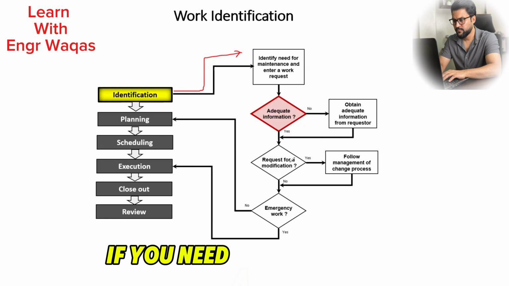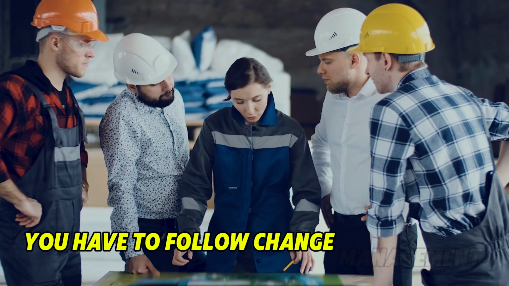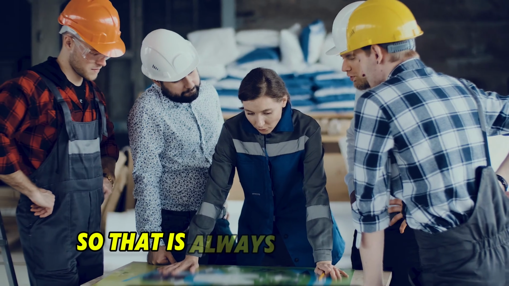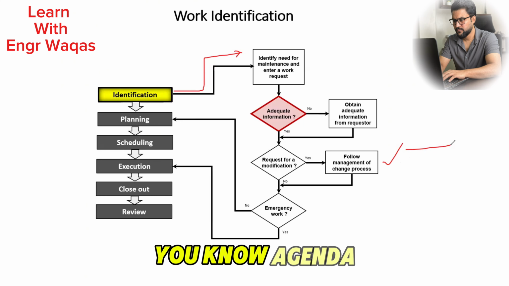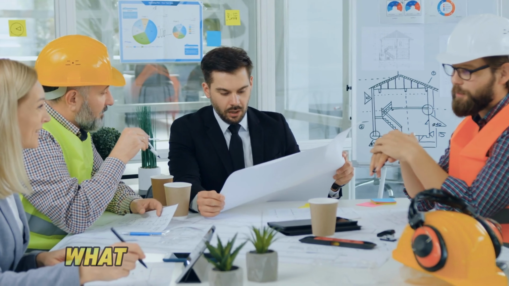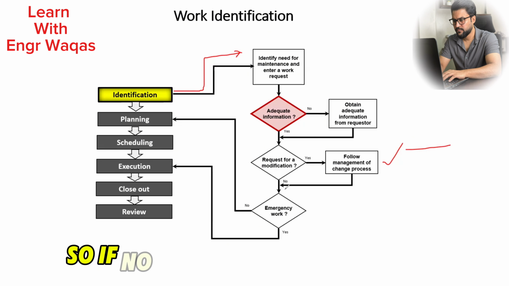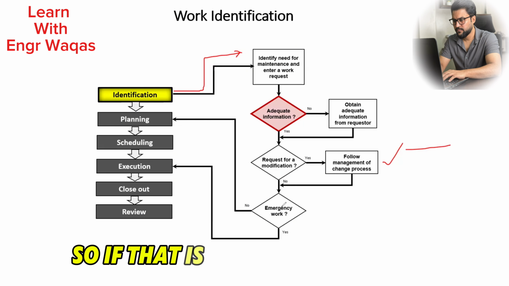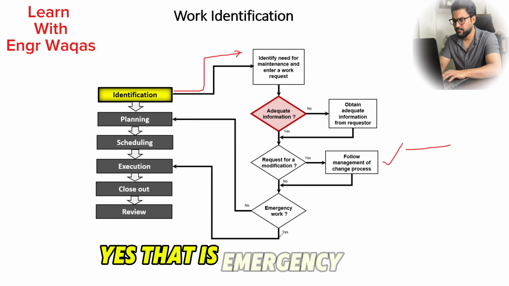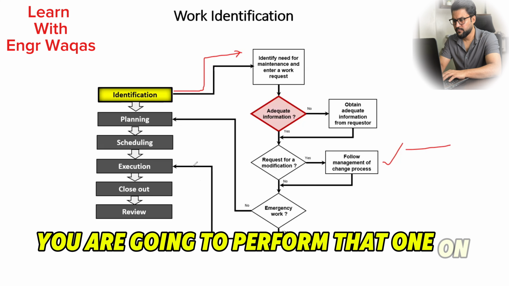If you need a modification, you have to go through the change management process, not by yourself. In the change management process, you have to describe your agenda and give the reason, what the outcomes are, and what the reasons were to change that pump. If no need to modify, is there emergency work? If that is emergency work, yes, you go directly to execution. You are going to perform that work on the spot.